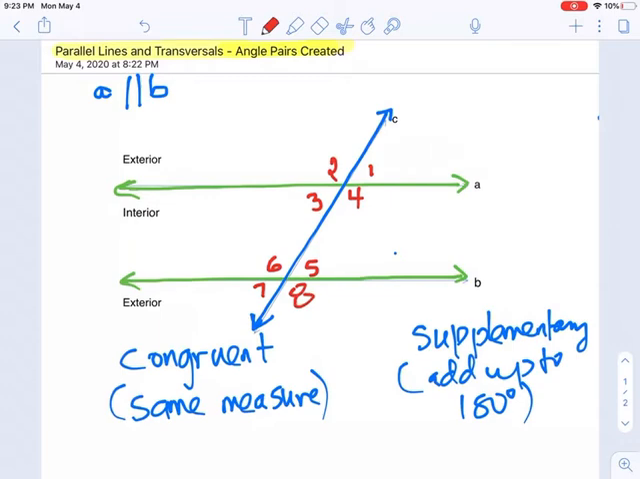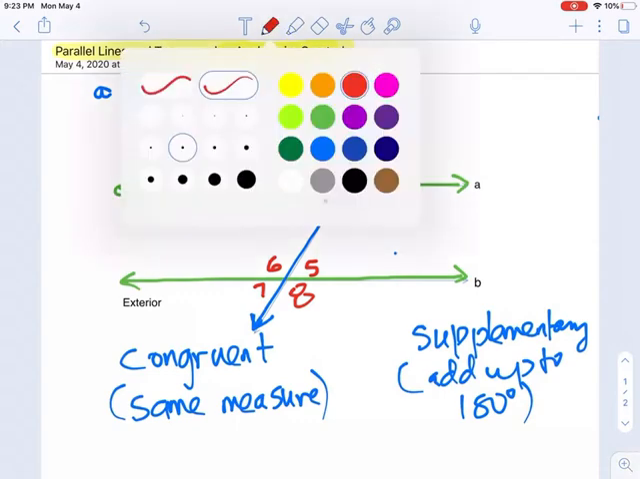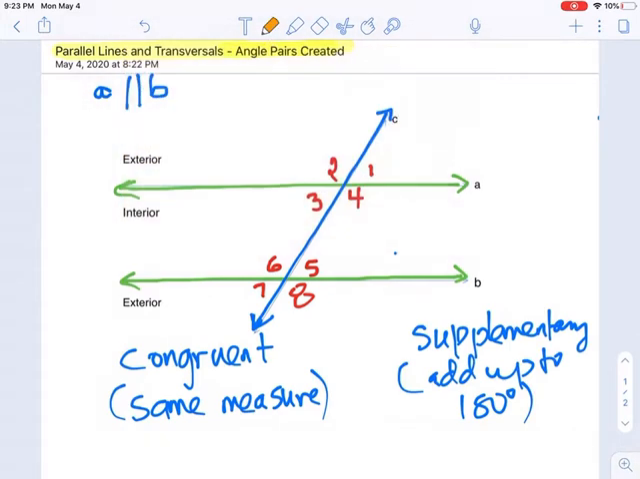All right, so I have 8 angles that are either congruent to one another or supplementary to one another. Let's start with any of the angles. It doesn't matter. So let me start with angle 5. If we know the measure of angle 5, so let's say angle 5 is 75 degrees, I can pretty much find the measure of every other angle: 1, 2, 3, 4, 6, 7, and 8.